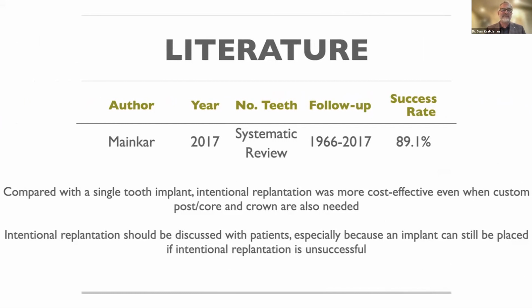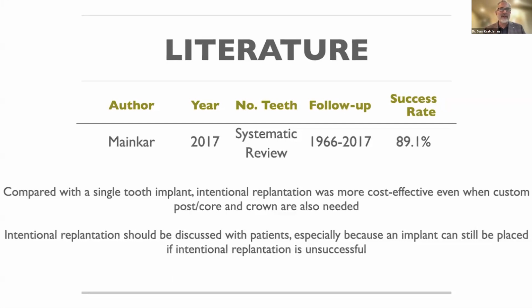And just read these last two sentences. Compared with a single tooth implant, intentional replantation is more cost effective, even when a custom post and core and crown is needed. And intentional replantation should be considered and discussed with patients, especially because an implant can still be placed if the intentional replantation is not successful. Whereas if an implant fails, that's much more catastrophic and expensive and time-consuming to a patient.